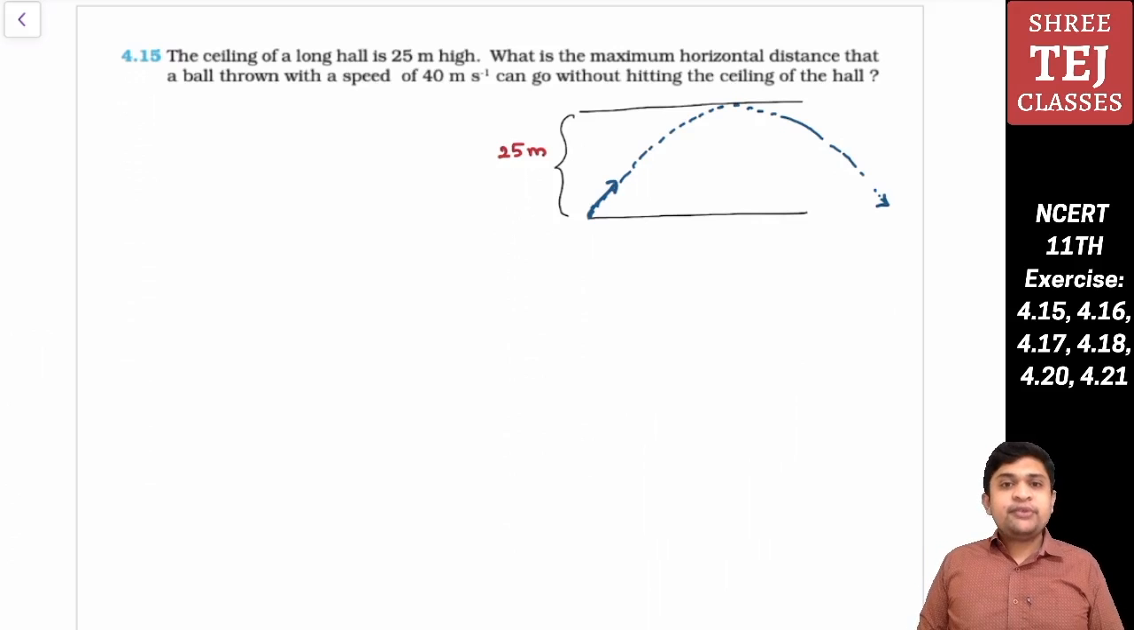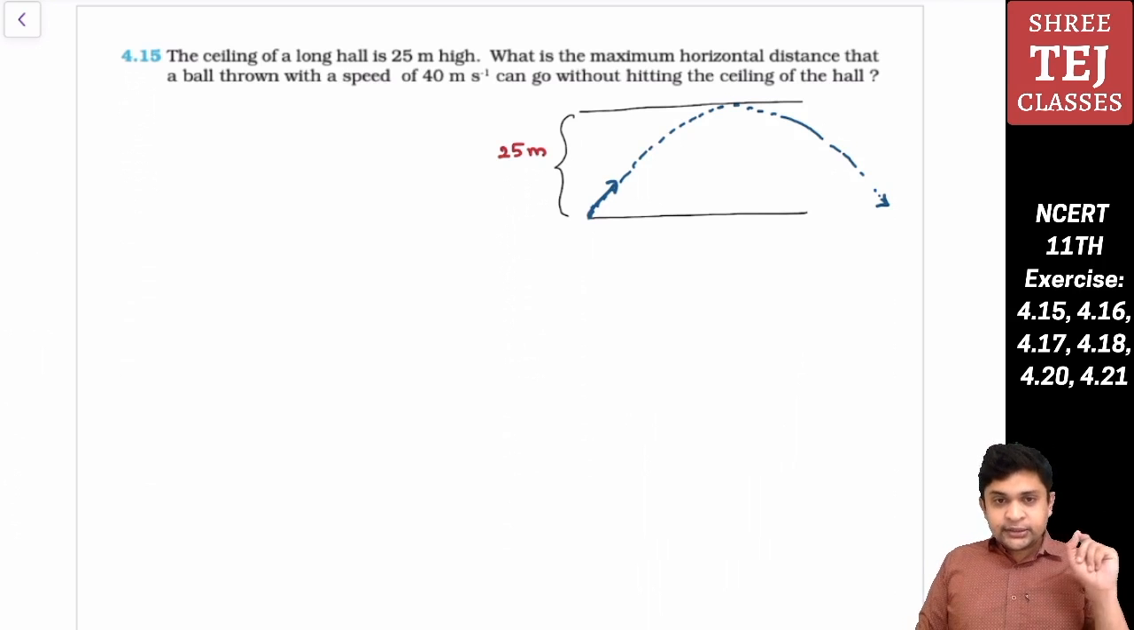In this video, we will cover the next few problems from chapter 4 of NCERT 11th standard, Motion in a Plane. So let us see question 4.15. The ceiling of a long hall is 25 meters high. What is the maximum horizontal distance that a ball thrown with a speed of 40 meter per second can go without hitting the ceiling? So without hitting the ceiling, we have to find how long the ball will go.